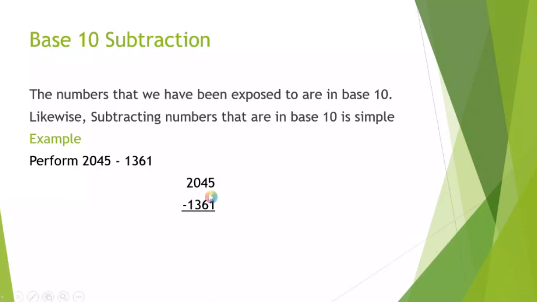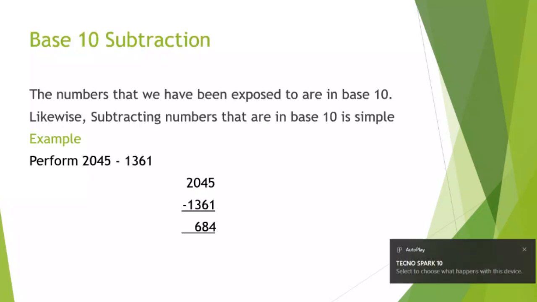And then here we had 10, we took 1 from here. That means we're remaining with 9, right? So that 9 minus 3, we're going to get 6. So our answer is supposed to be 684.